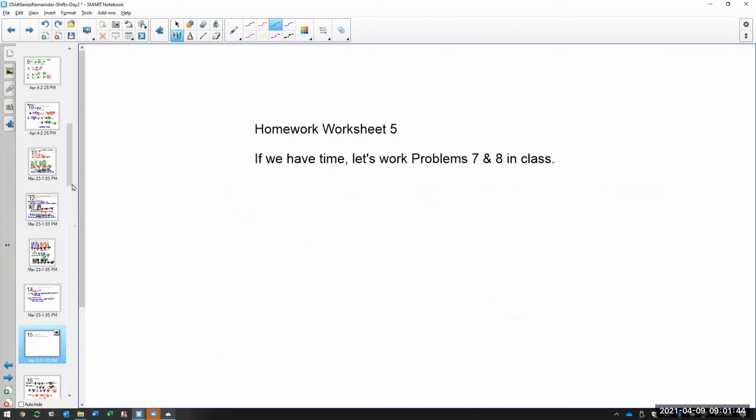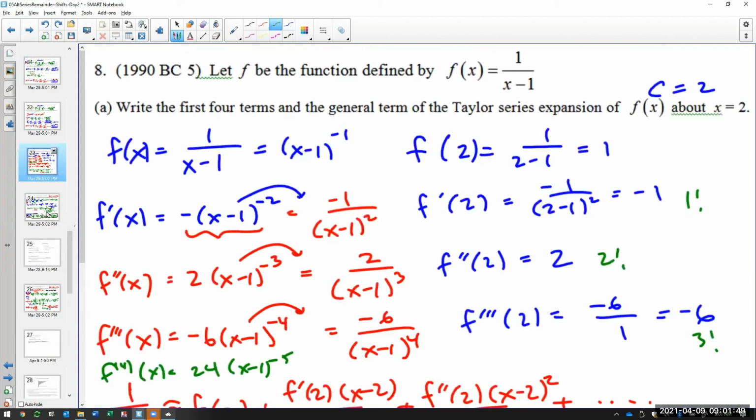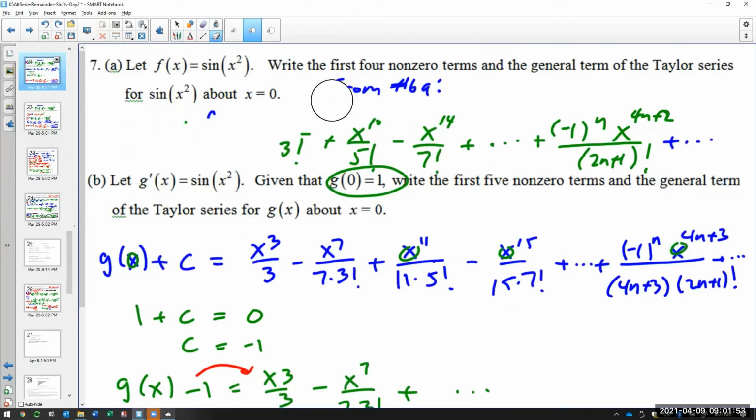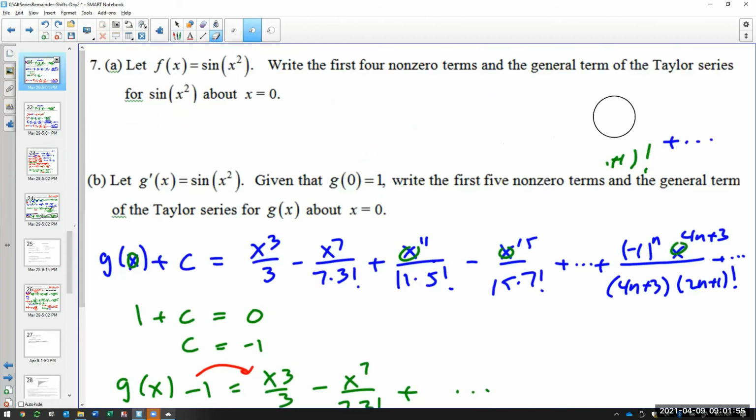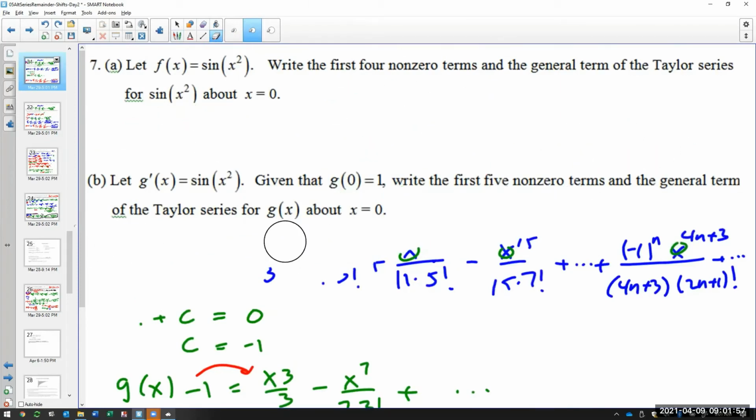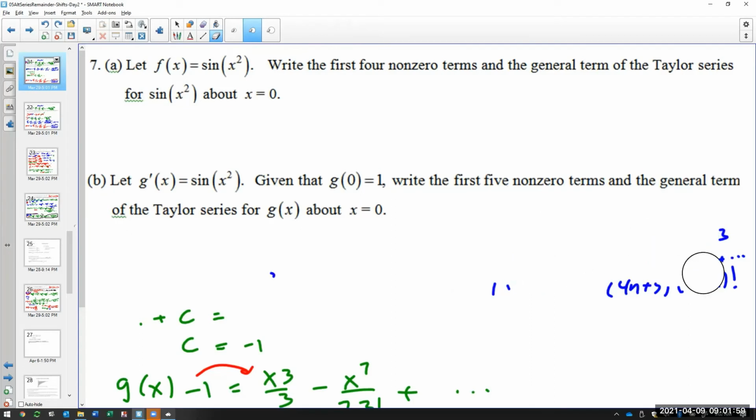Let's move to number 7, please, on your homework. Okay, so we're going to try to do 7 and 8 together on your homework. We'll do as much as we can. And if we don't finish something, then I'll just leave it to you guys to do. All right, number 7 says write sine x squared. We're going to write sine x squared. It says the general term of Taylor's series of sine x squared about x equals 0.